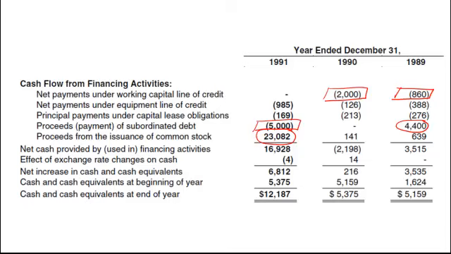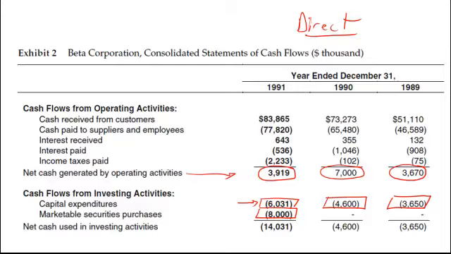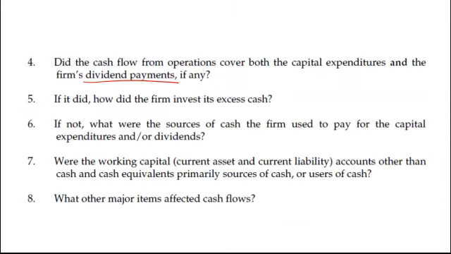In this case, financing activities, we don't see any dividends and we don't see any share buybacks, any treasury shares. So we don't really have an update in question number 4 regarding the situation that we had in number 3. For all 3 years, Beta Corporation does not pay any dividend, and that's why our answer for number 3 still holds.